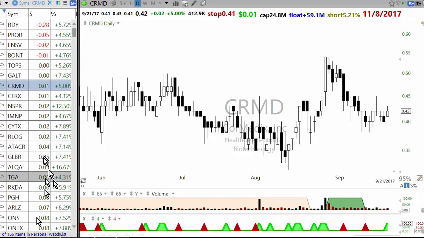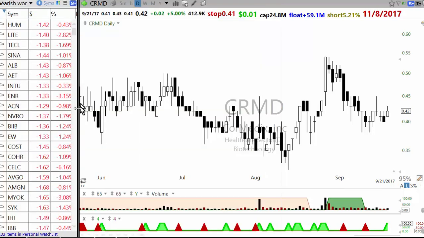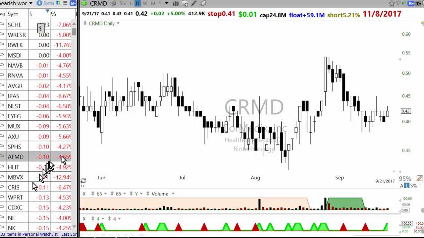We'll still keep these stocks here, 166, because we can use that for something else. So you have a bearish working watch list now. The bearish working watch list has a lot more stocks today, probably around 203, I think.